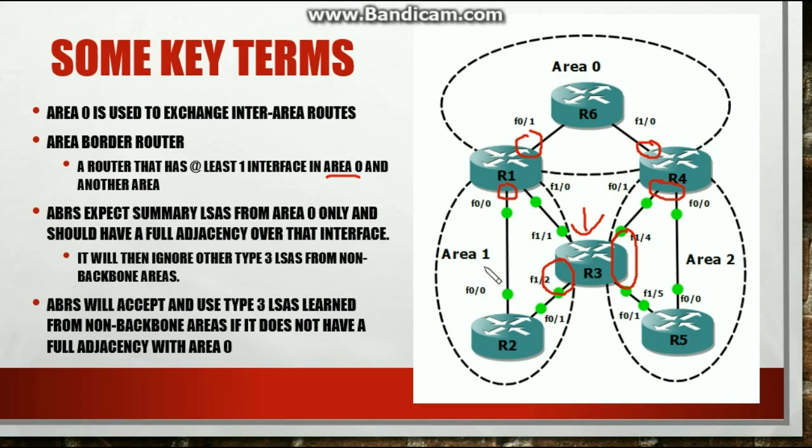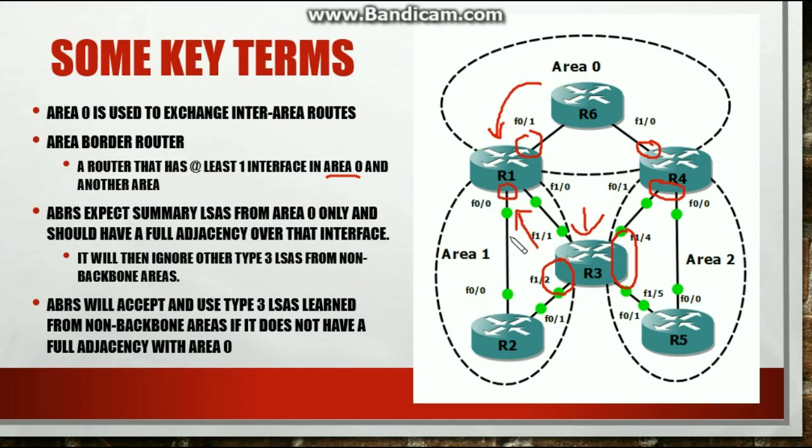Another key term about area border routers is that they expect summary LSAs from area 0 only. So if R3 sends a type 3 LSA to R1, R1 is like, whoa, whoa, whoa, you're sending me that type 3 LSA on my area 1 interface. I should be expecting it from area 0. That's fishy. And I'll get into why it's fishy and how OSPF blocks that.